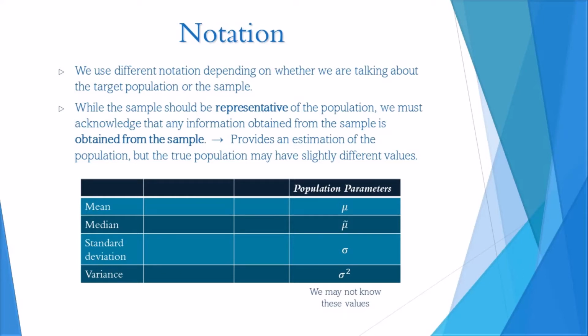When we describe information from our sample, we call this sample statistics, and we will use letters from the Roman alphabet as notation. Depending on your unit, the sample mean will be represented by either y bar or x bar. The median will be y tilde or x tilde. The standard deviation is represented by the letter S, and the variance is noted by S squared.